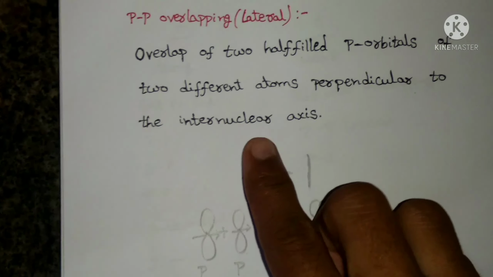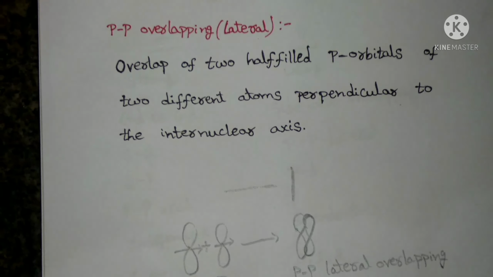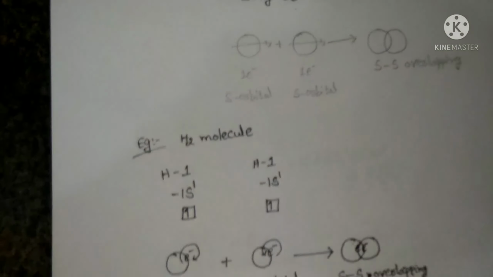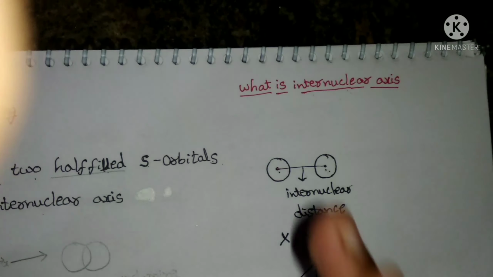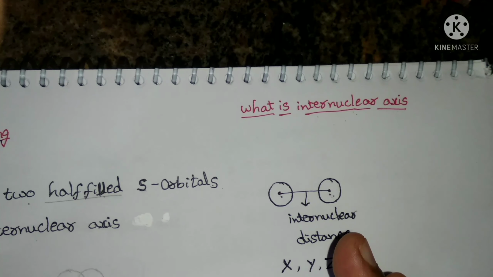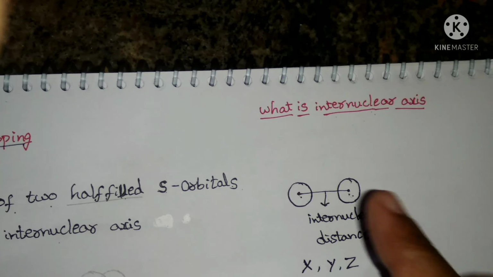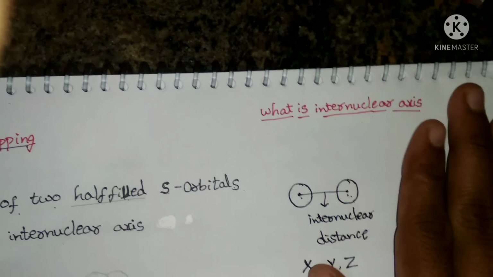Okay students, have you understood what is meant by internuclear axis? The axis which is present between the nuclei of two bonded atoms is called the internuclear axis. I hope you understood the meaning of internuclear axis.